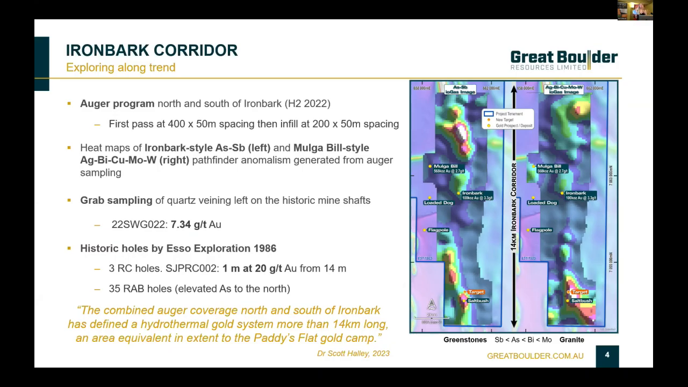At the same time that we were doing the auger program, we also went out and did some mapping and grab sampling. And down at Saltbush, where the historical workings are, we sampled quartz veins, and that came up with some pretty promising results. We also went onto WAMEX and found historical holes that were reported by ESSO exploration in 1986. And there were 35 RAB holes and 3 RC holes. One of the RC holes had 1 meter at 20 grams per ton. And so all of this information was really important because it provided us with the confidence to go in with an RC rig at Saltbush. And so that's exactly what we did.